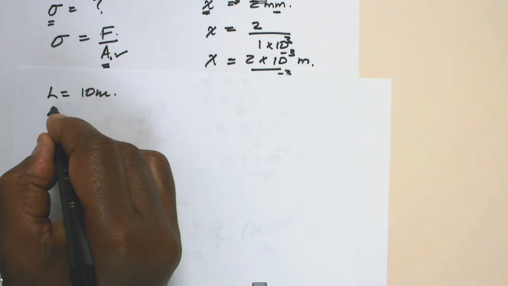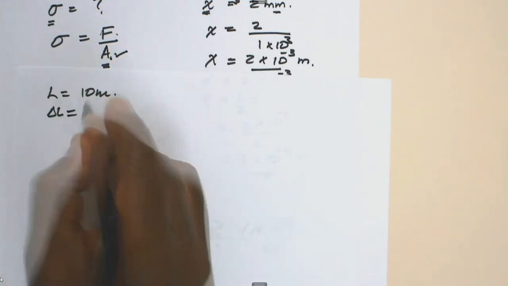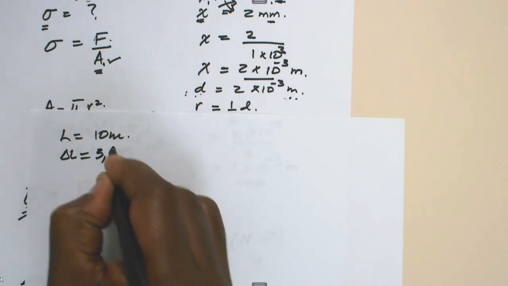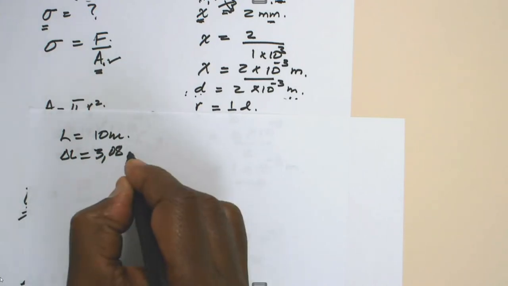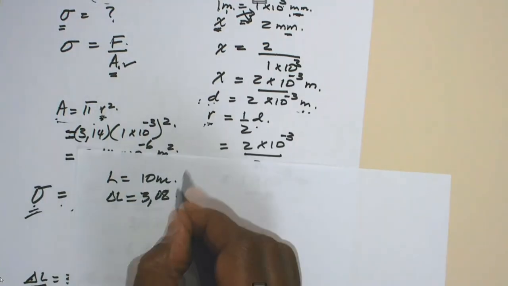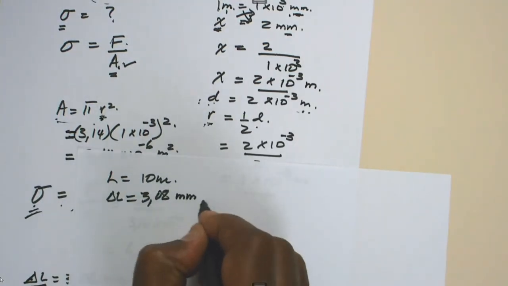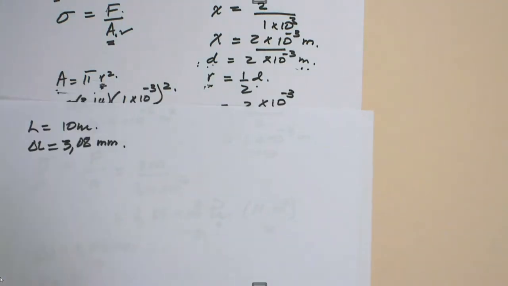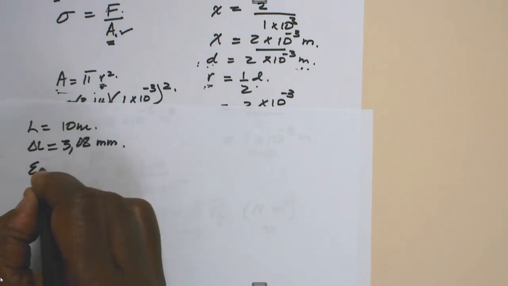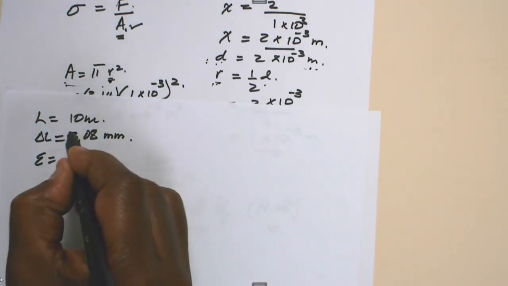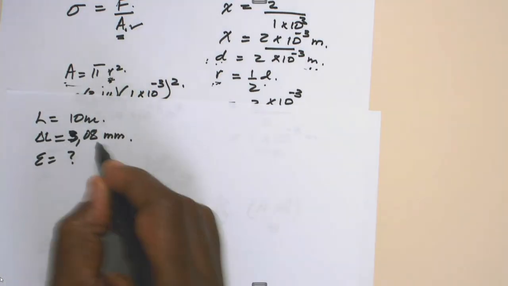The change in length is equal to 3.08, and now it is in millimeters. I think that is where these questions catch us, because now we have to convert this, since they want us to find the strain. We have to convert this millimeters to meters.